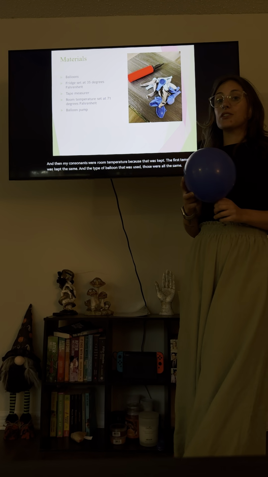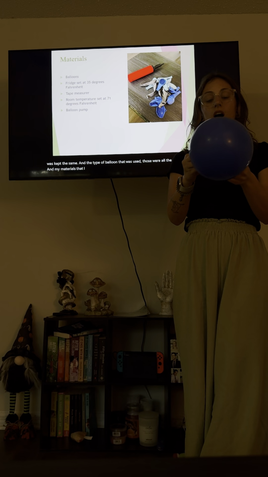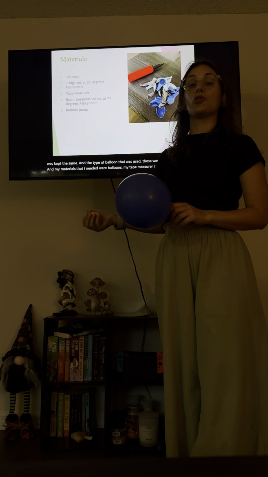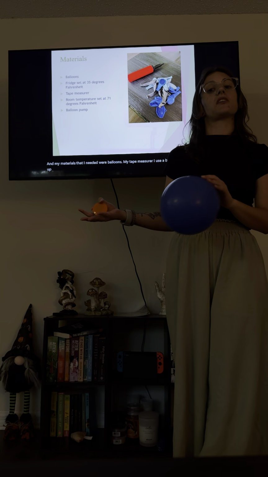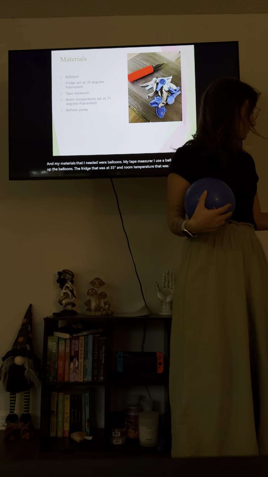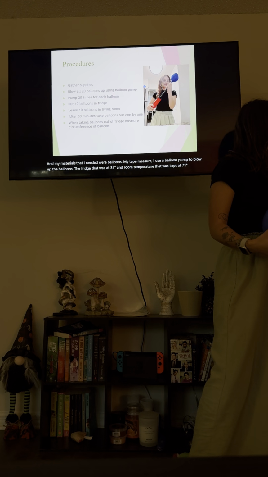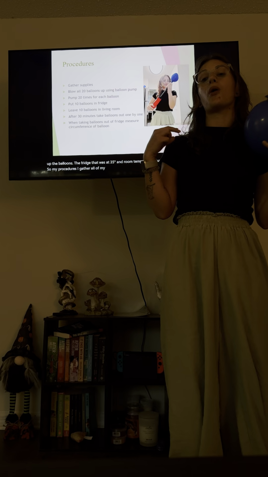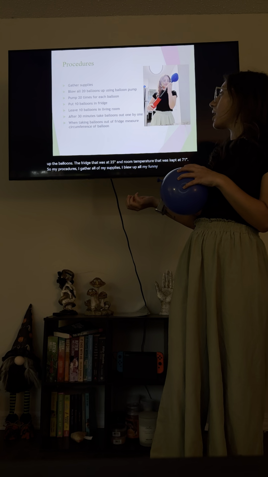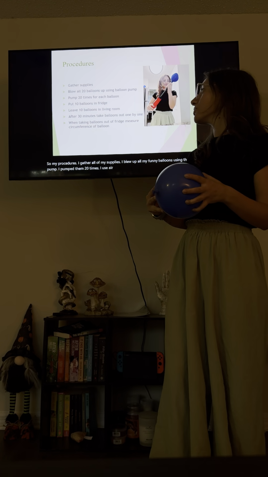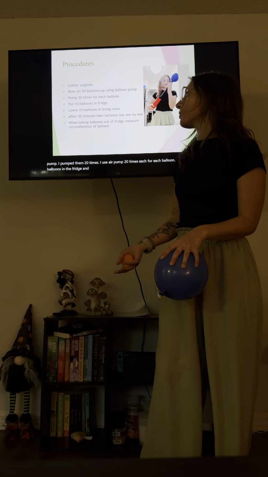The materials that I needed were balloons, my tape measure, a balloon pump to blow up the balloons, the fridge that was at 35 degrees, and room temperature that was kept at 71 degrees. So my procedures: I gathered all of my supplies. I blew up all my 20 balloons using the air pump. I pumped them 20 times, using the air pump 20 times for each balloon. I put 10 balloons in the fridge, and I left 10 balloons in my living room.